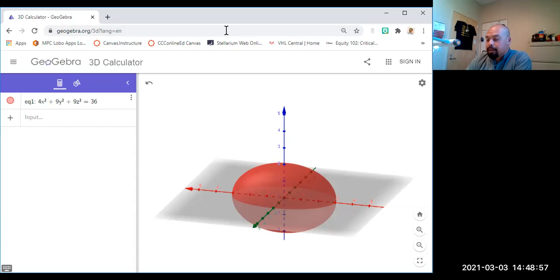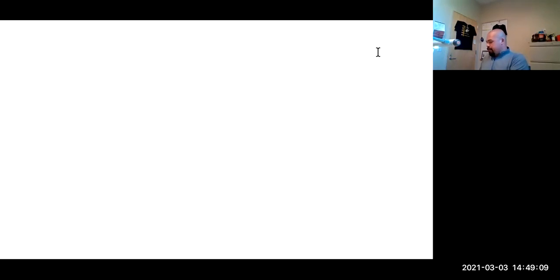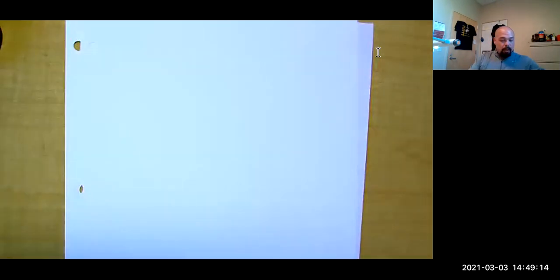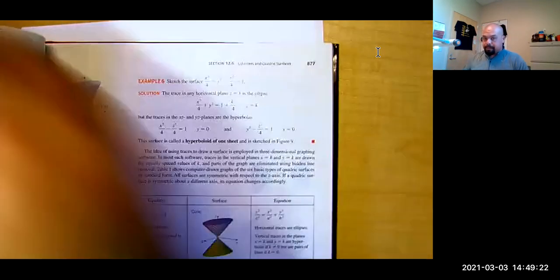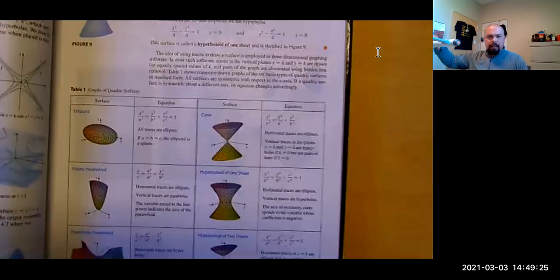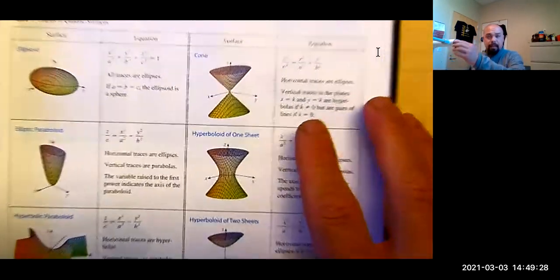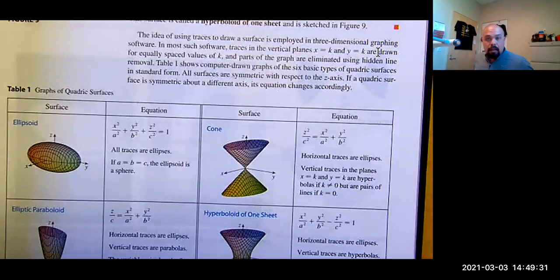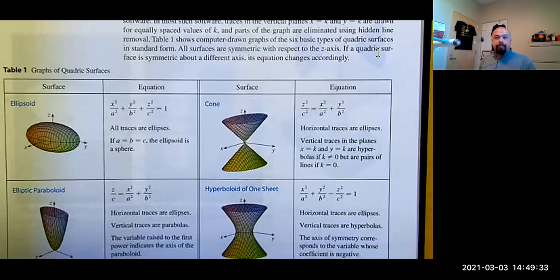I'll put this link in our Canvas page, but I also want to show the textbook, where they have a lot of this information condensed and simplified for the different figures. On page 877 of my text, these are the different graphs and their types.